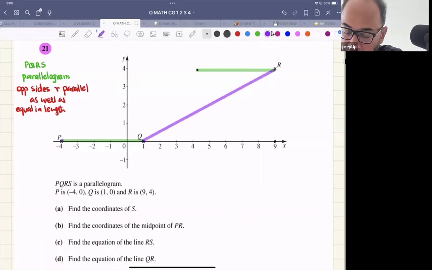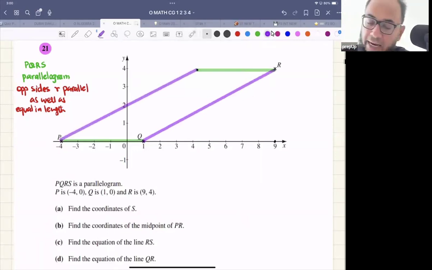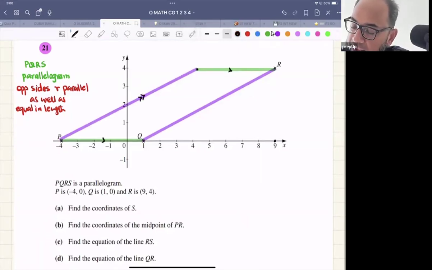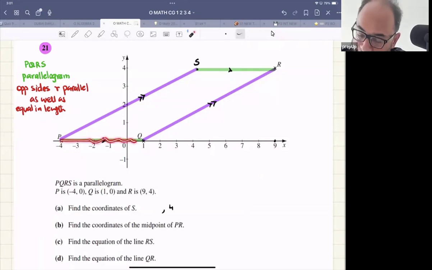Like this. And these two sides are parallel as well as equal in length. So basically, the coordinates of S: the y coordinate will be the same, that is 4, and the x coordinate is 9 minus 5, because this is 5 units. 1 and negative 4, the difference is 5 units. 1 minus 5 is negative 4. So therefore this 9 minus 5 is 4. So the coordinate of S is (4, 4).